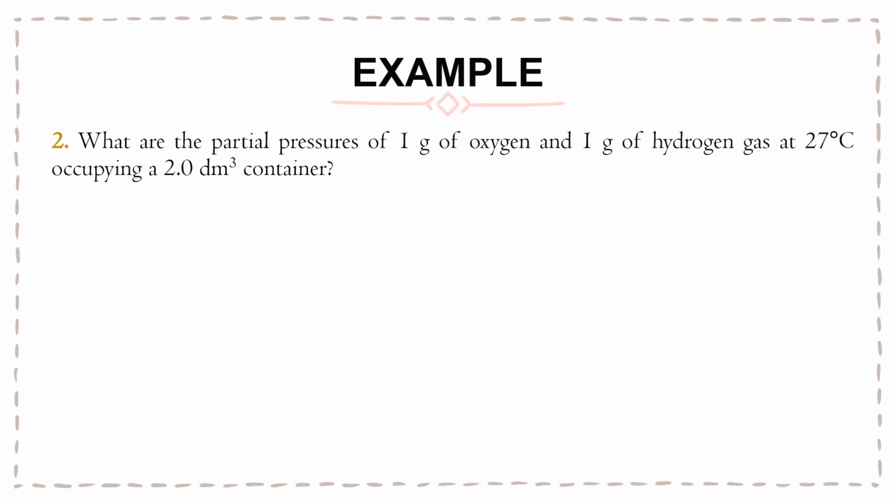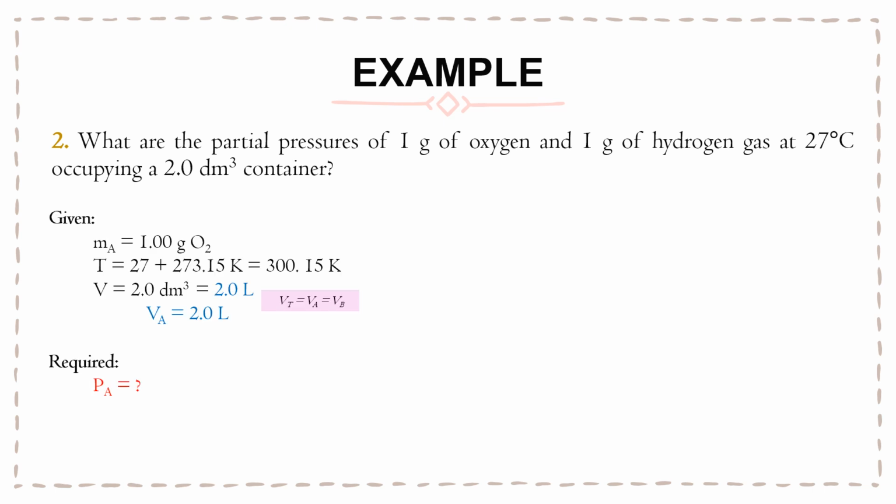So yung kinalculate natin kanina is the total pressure given the masses of each of the gases in the mixture. Okay? Dito sa ating second example, we are required to calculate for the partial pressure of 1 gram of oxygen and 1 gram of hydrogen gas at 27 degrees Celsius, occupying a certain volume, which is 2 dm cube. Okay, so the same method.